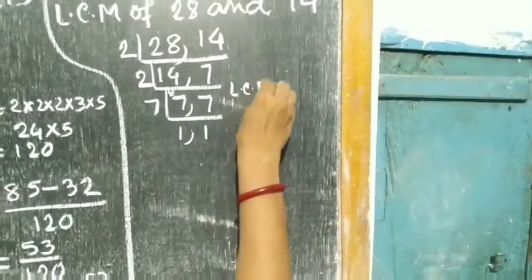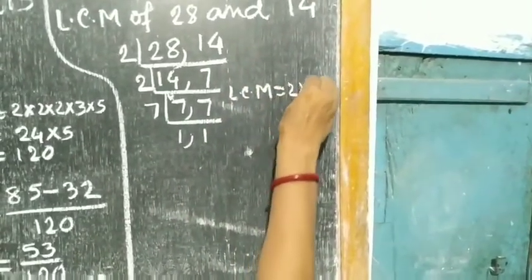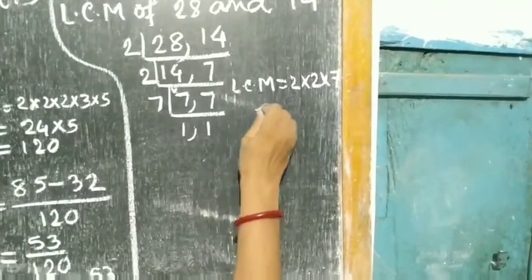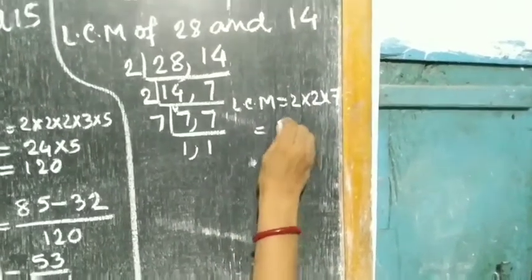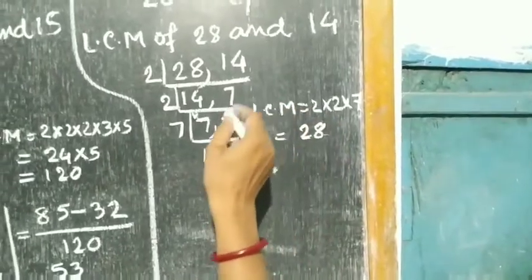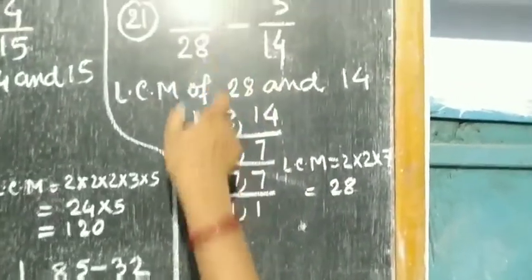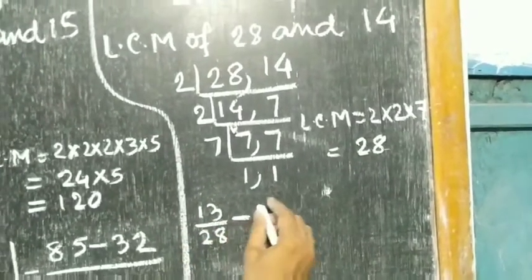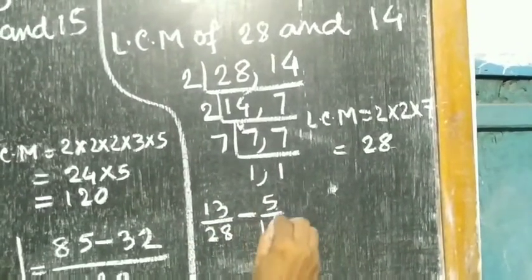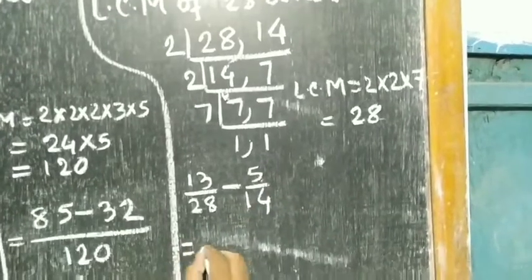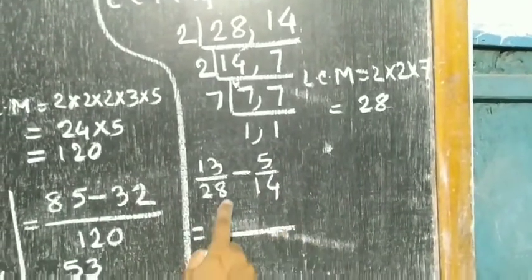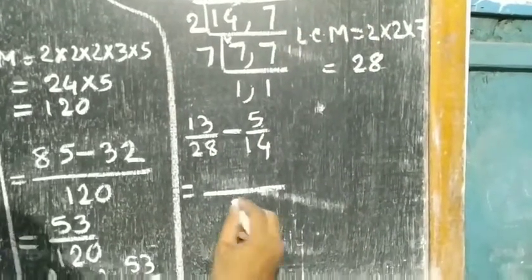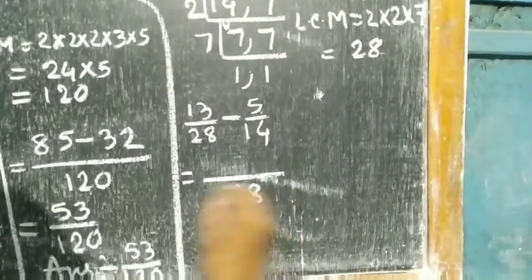So LCM equal to 2 into 2 into 7. So 2 to the 4, 4 7s are 28. Now children, again you write the sum 13 by 28 minus 5 by 14. Now first you have to take the LCM of 28 and 14. So the LCM of 28 and 14 is 28. So write 28 in the denominator.